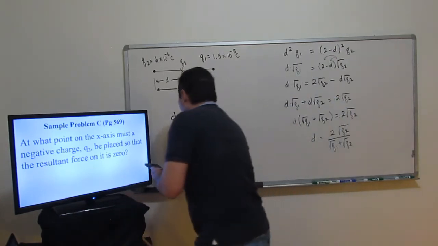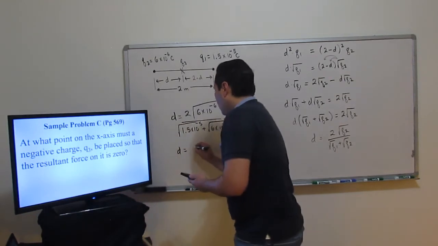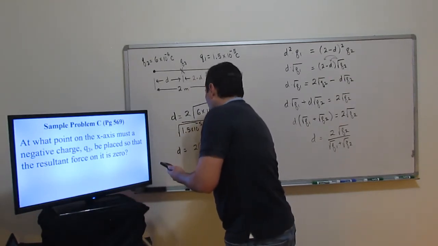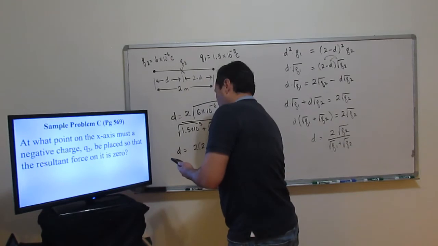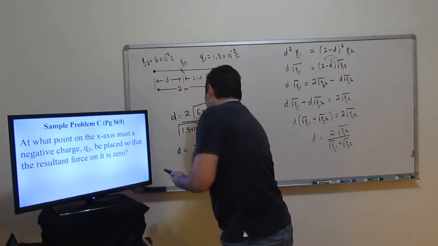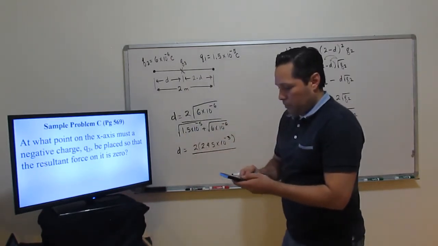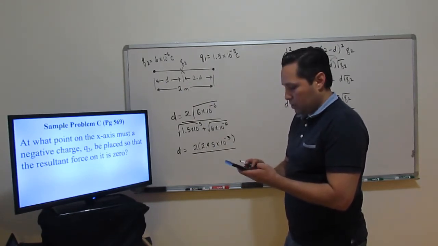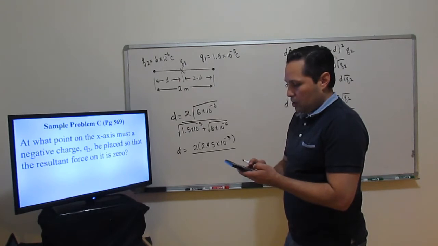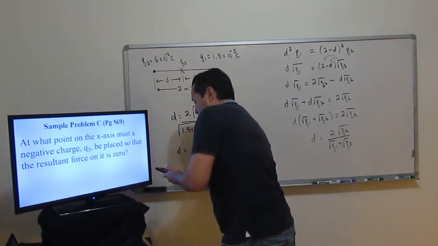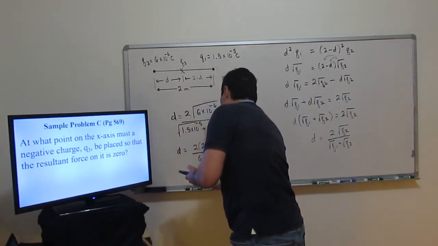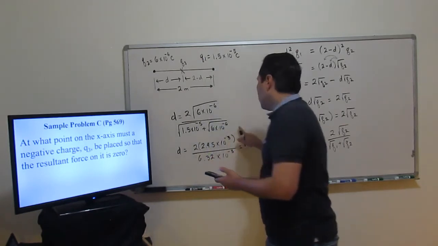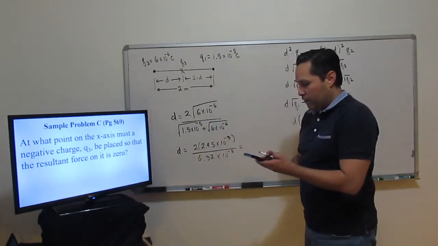That gives me 2 times 2.45 times 10 to the negative 3. On the denominator, square root of 1.5 times 10 to the negative 5, plus square root of 6 times 10 to the negative 6. Alright, that's going to give me 6.32 times 10 to the negative 3. So now I'm going to divide both of these, and that will give me my final answer.